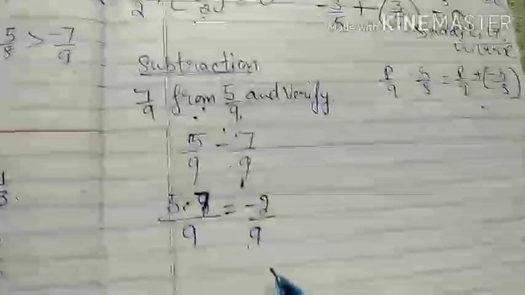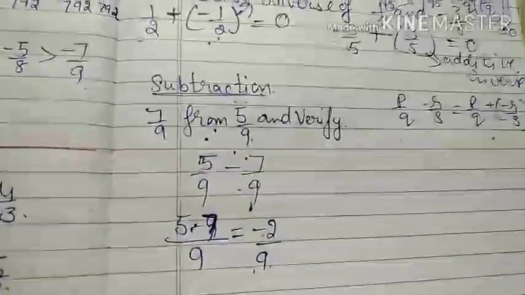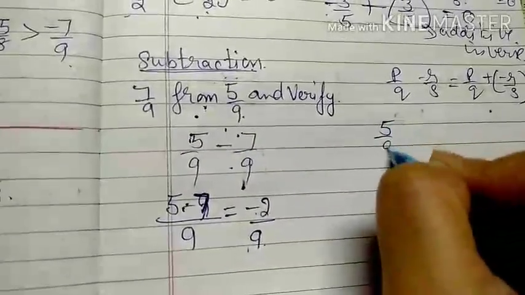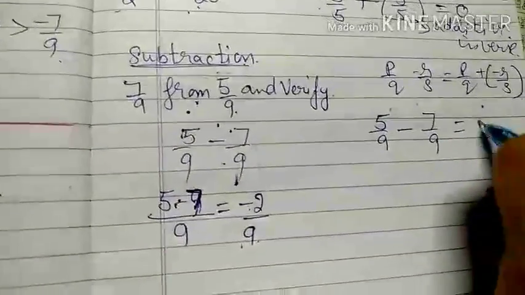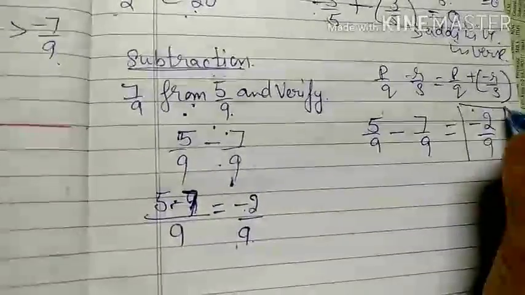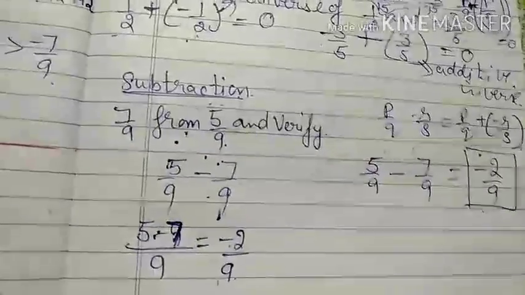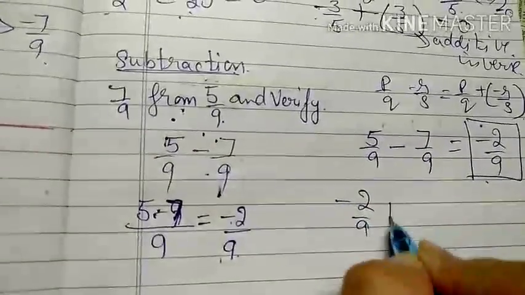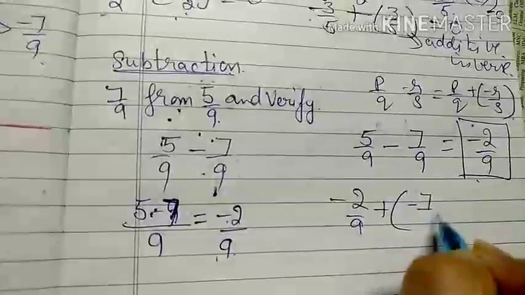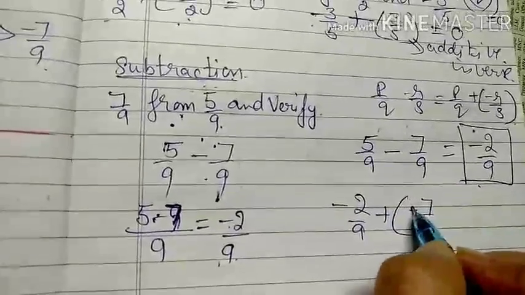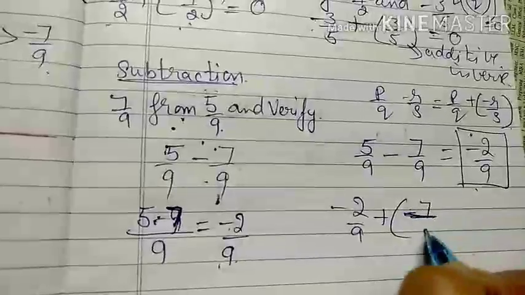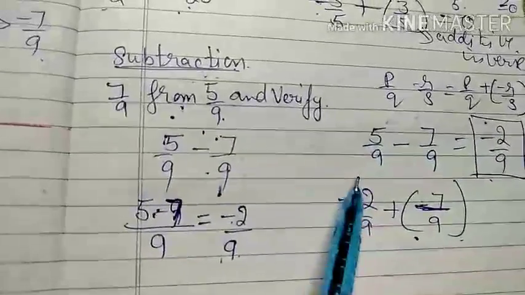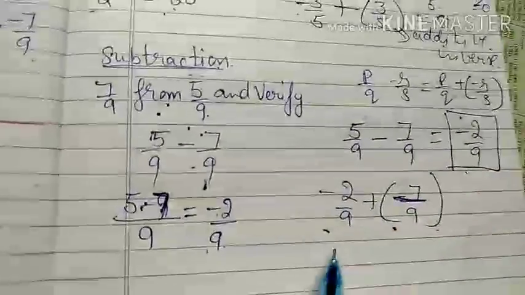Now next, how will you verify whether your answer is correct or not? Suppose you have 5 by 9 minus 7 by 9, and your answer is minus 2 by 9. I want to check whether my answer is correct or not. So what I do, I simply add this minus 2 by 9 plus whatever second number is there, I add to this. If I add and get the answer 5 by 9, that means my answer is correct.